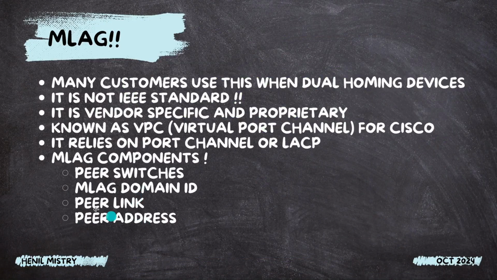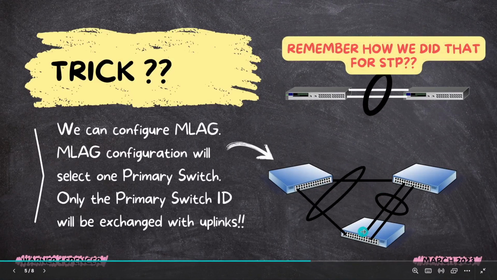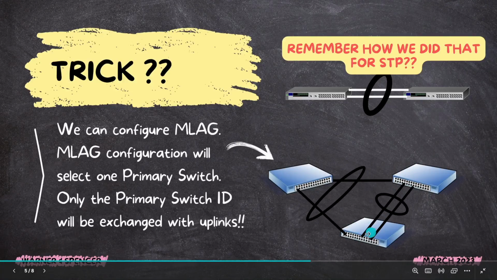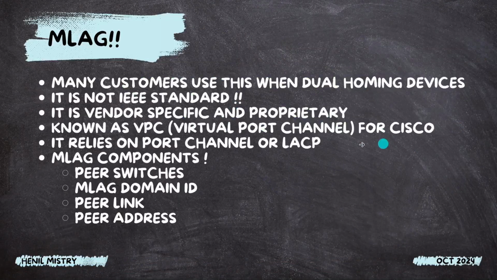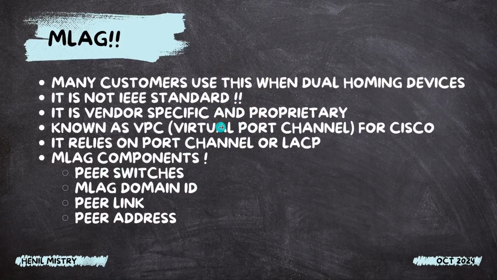And peer address is a relative term. For this switch, the IP address of the other switch used in the MLAG communication is the peer address, and vice versa. That's basically it for the MLAG basics, and that is the end of session 1 for MLAG. We'll explore more about MLAG and how to configure it in the upcoming session.